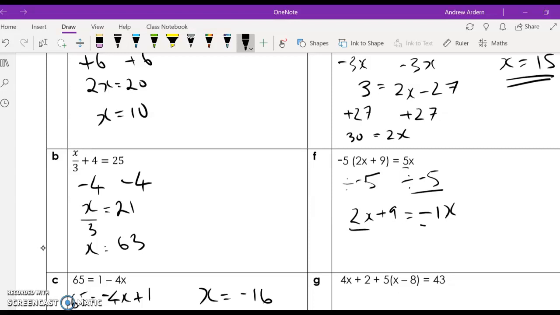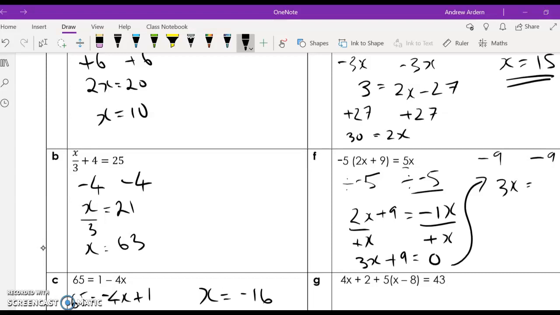I've still got x's on both sides here, minus 1 on the right and 2 on the left. There's more on the left, so I'll collect them on the left, not on the right. So on the left now I've got 3. On the right, plus 1 minus 1 is 0. I'll now take away 9 from both sides. And 3x must equal minus 9. I'll divide by 3 both sides. And x must equal minus 3.